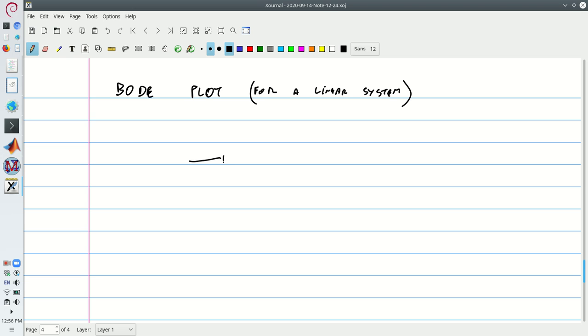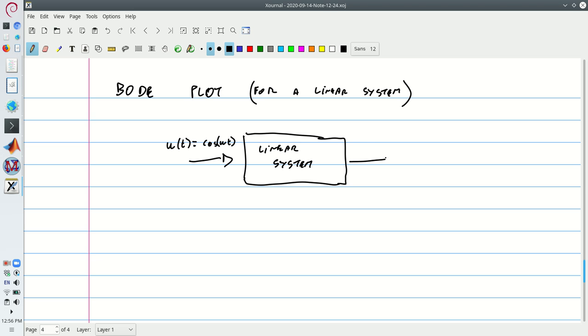So the idea is that you have a certain input u of t that is equal to cosine of omega t. Here you have your linear system. It doesn't need to be first order. And here you have your y of t. Your y of t is going to be a sinusoid with the same frequency.